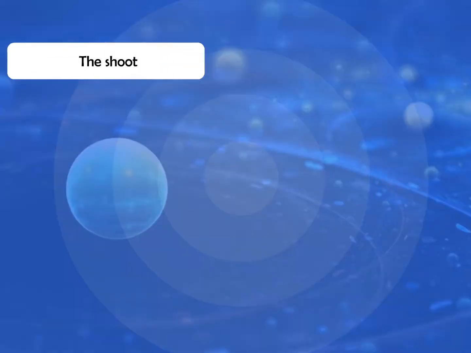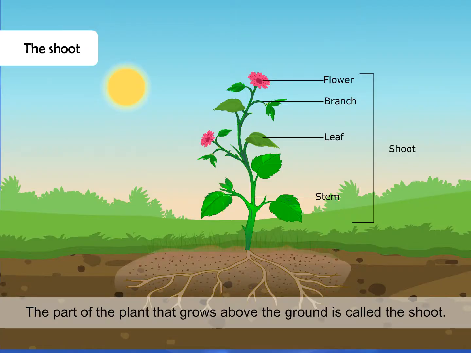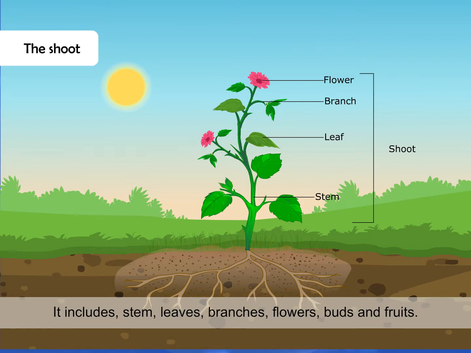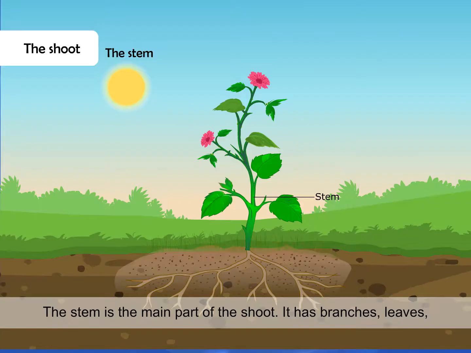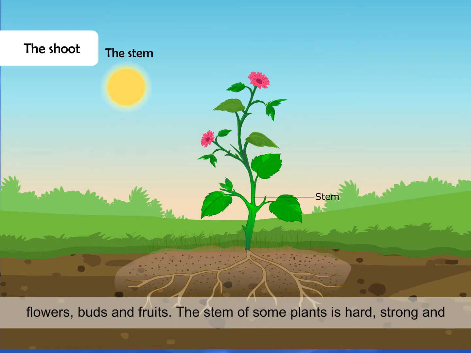The shoot. The part of the plant that grows above the ground is called the shoot. It includes stem, leaves, branches, flowers, buds, and fruits. The stem. The stem is the main part of the shoot. It has branches, leaves, flowers, buds and fruits.